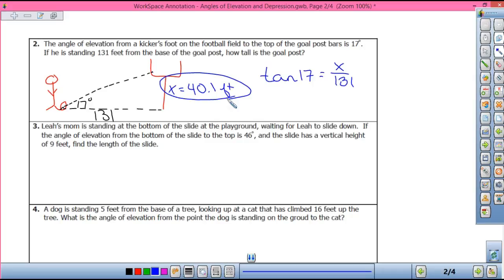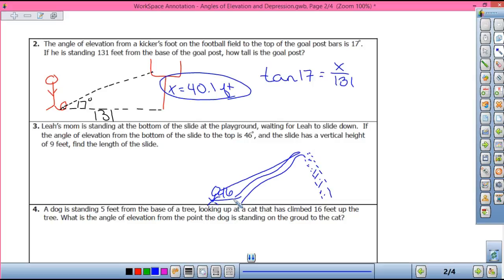Alright, so we've got Leah's mom standing at the bottom of the slide. I think I went in the wrong direction for this. Alright, Leah's mom, she's standing at the bottom of the slide, waiting for her to slide down, so she's looking up at her. What's my angle of elevation? 46 degrees.